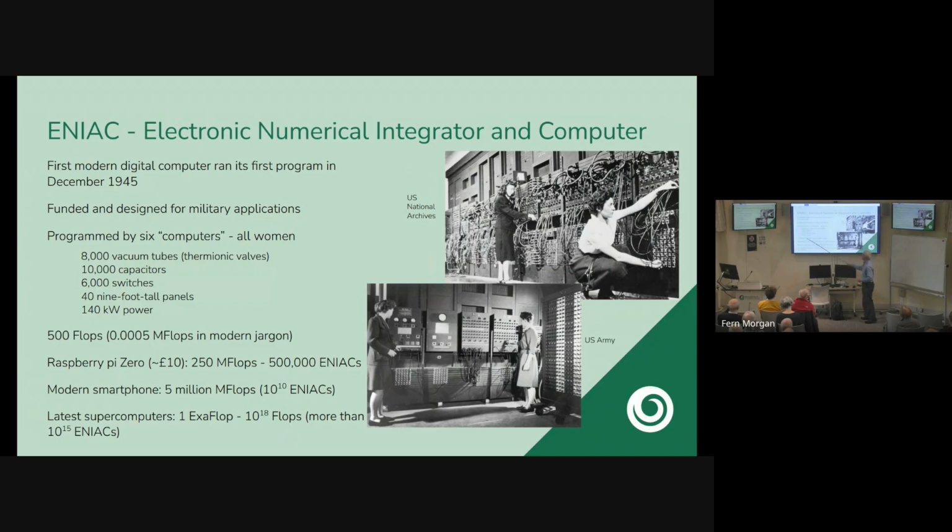So in terms of speed, we measured the speed of computers in floating point operations per second, and it did 500 of these. That was its speed. So just for comparison, I even bought, especially for this talk, a computer called a Raspberry Pi Zero. It cost me £9 something. And this is 250 megaflops, or 250 million flops. So this is 500,000 ENIACs.